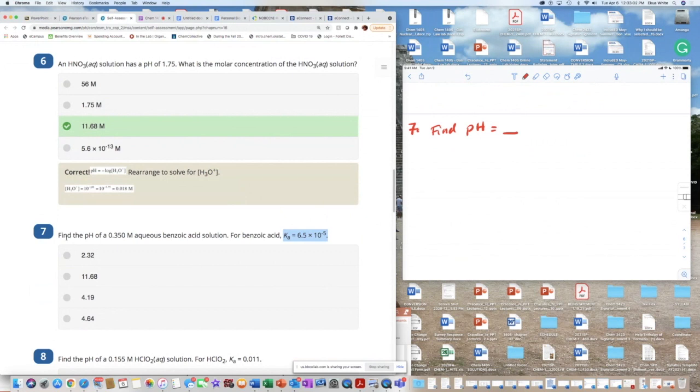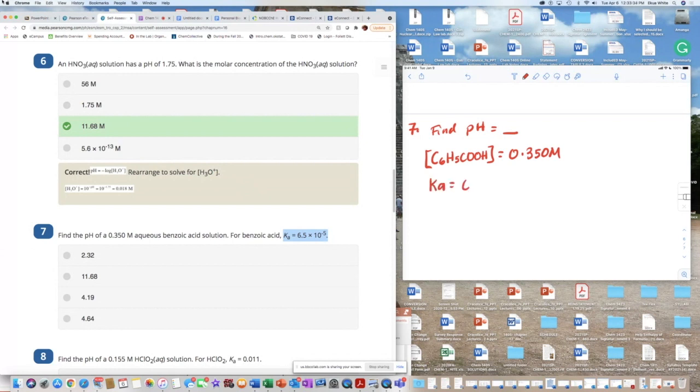So the benzoic acid is usually, let's see, they didn't give us a formula. I don't need to write this out. Benzoic acid, C6H5COOH. Yeah, that's the acid. And we're given the concentration of this benzoic acid as 0.350 molar. They also gave us a Ka.